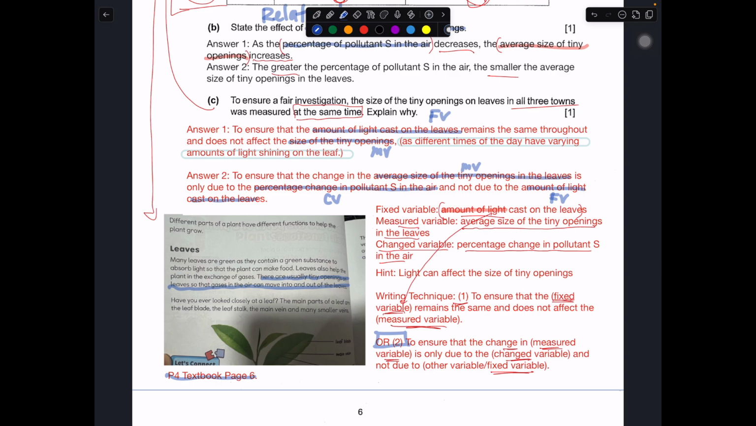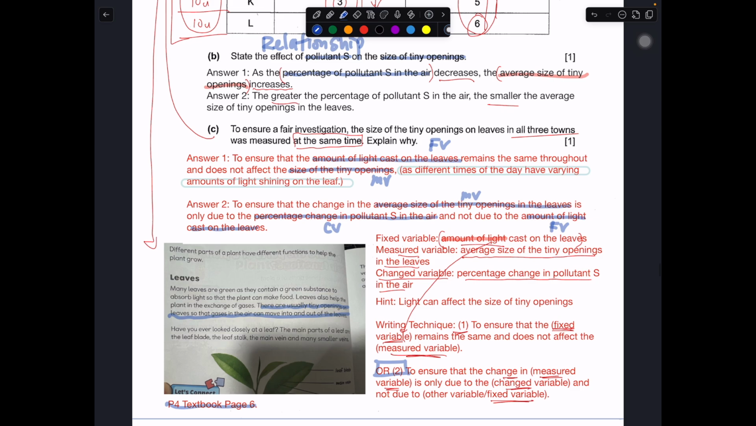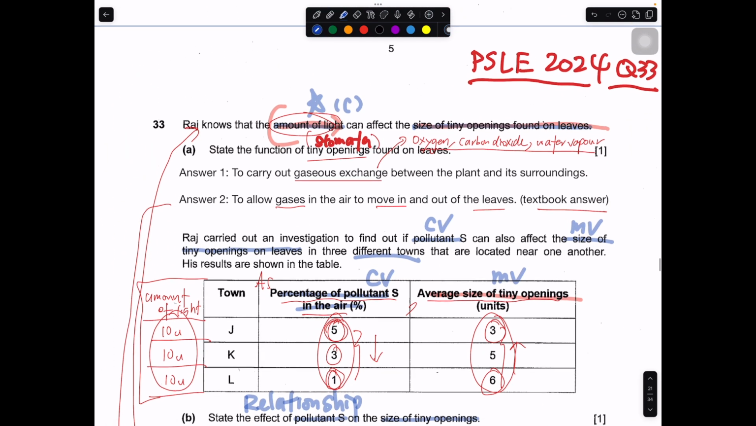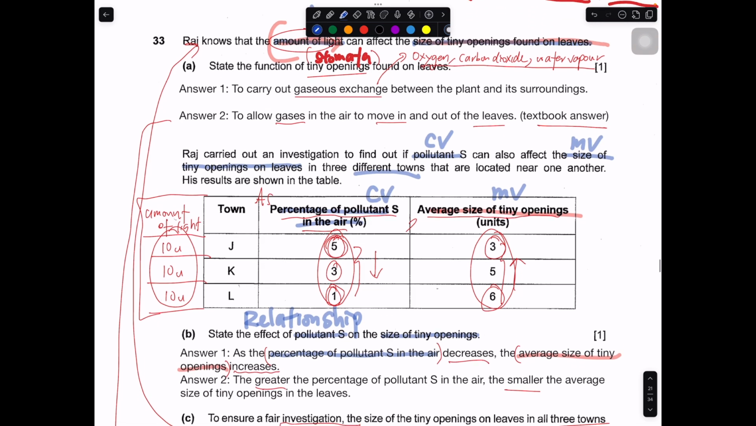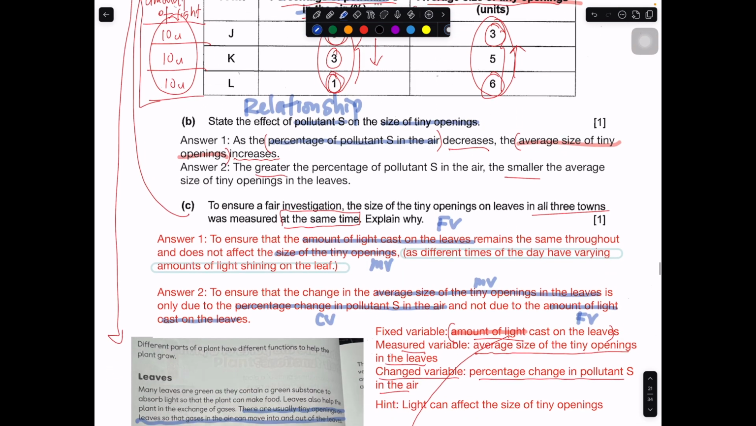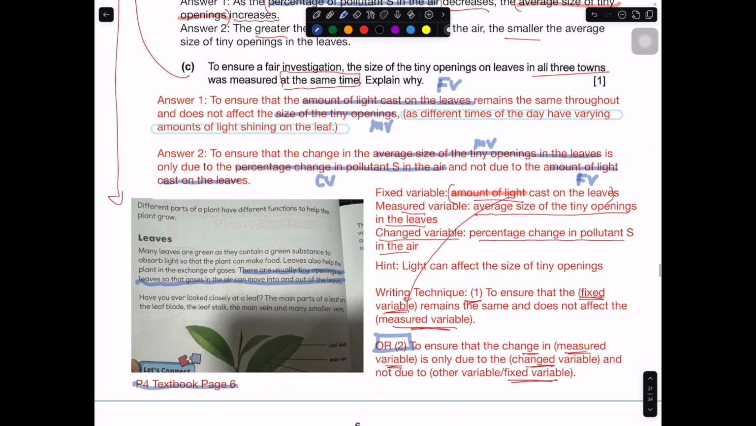Both ways are fine. Okay, so let me just scroll through this part so you can take a moment and read through the answers. Okay, so part A, part B, and part C.